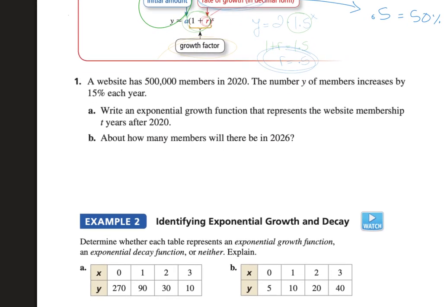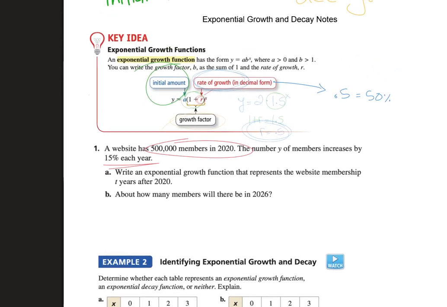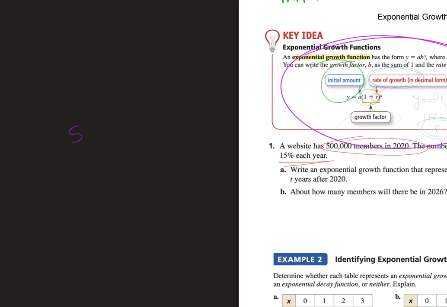We'll talk about that a little more in a second. Let's do an example. A website has 500,000 members in 2020. The number of members increased by 15% each year. So let's go ahead and stop there. If we compare it to all of this, what we just said is the initial amount is 500,000, and it's going to grow by 15% each year, and we're going to do t for time instead of x.